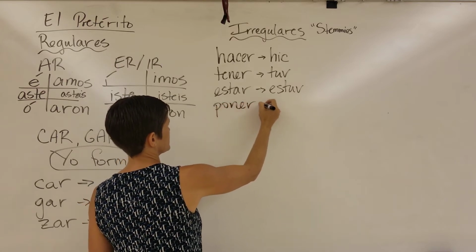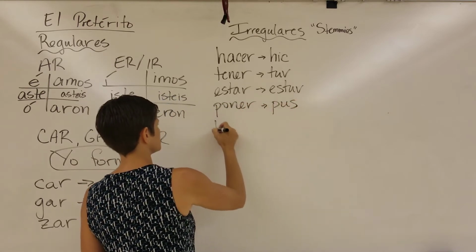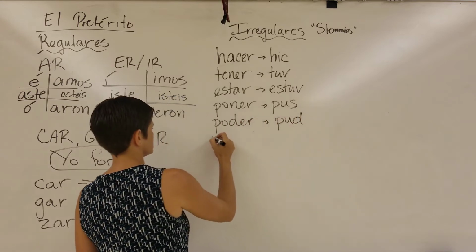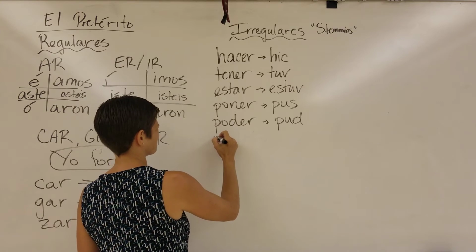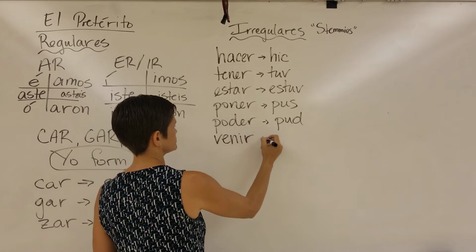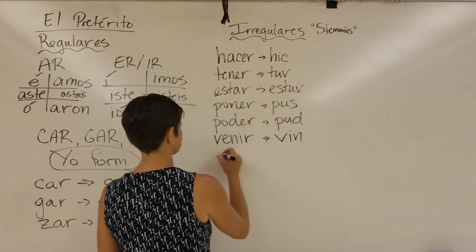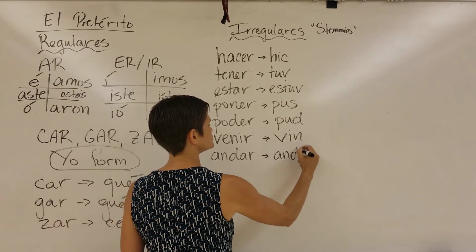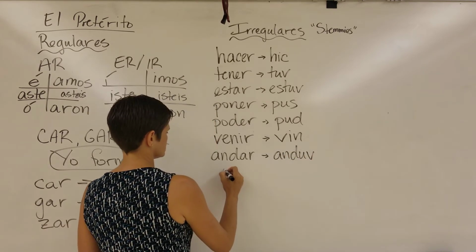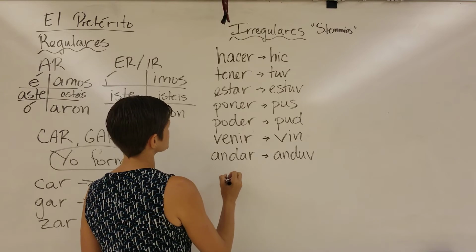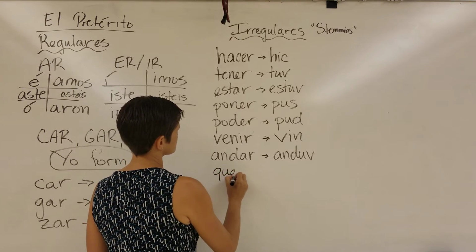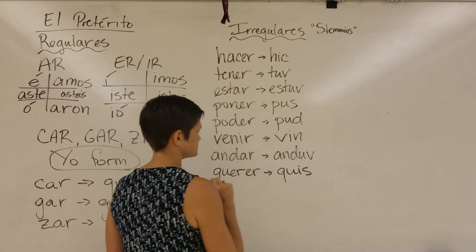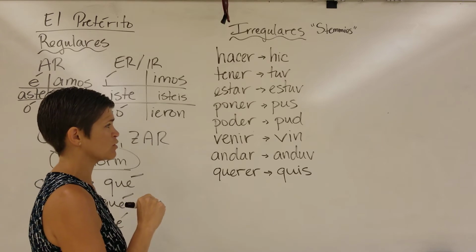Poner, pus. Poder, pud. Venir, vin, andar, anduv, querer, quis. And then we have some J verbs as well. We'll talk about those in a second.